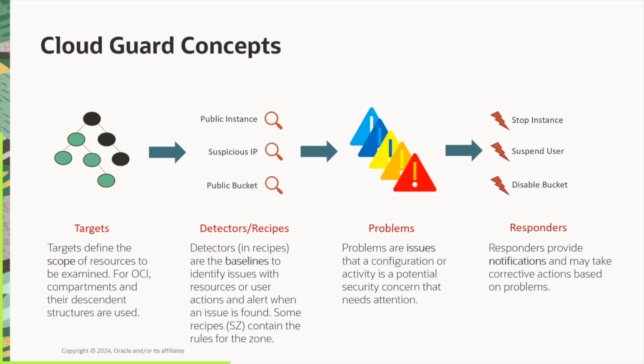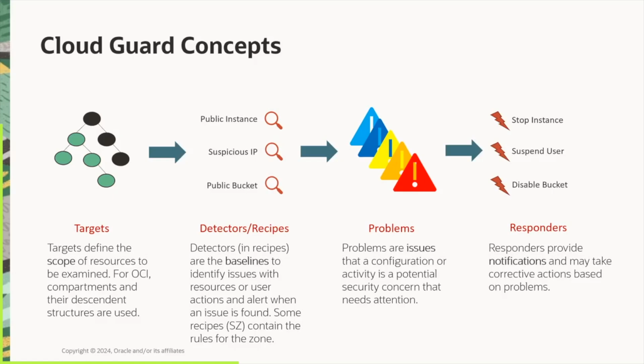Or let's say you have different compartments, right? Maybe you have a production compartment or you have a test and development compartment, and you want to enable it for each of these compartments with separate detector policies, right? So you can attach it, even the target, as your subcompartments as well. So that is basically your target.